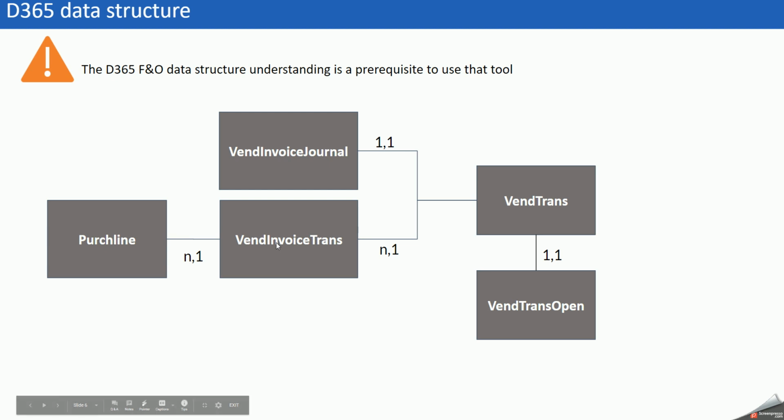One important thing, in my opinion, is that the data structure of Dynamics 365 Finance and Operation needs to be understood, and for me it's a prerequisite to use that tool. If you don't know how the tables are linked, it will be harder to configure those reports.